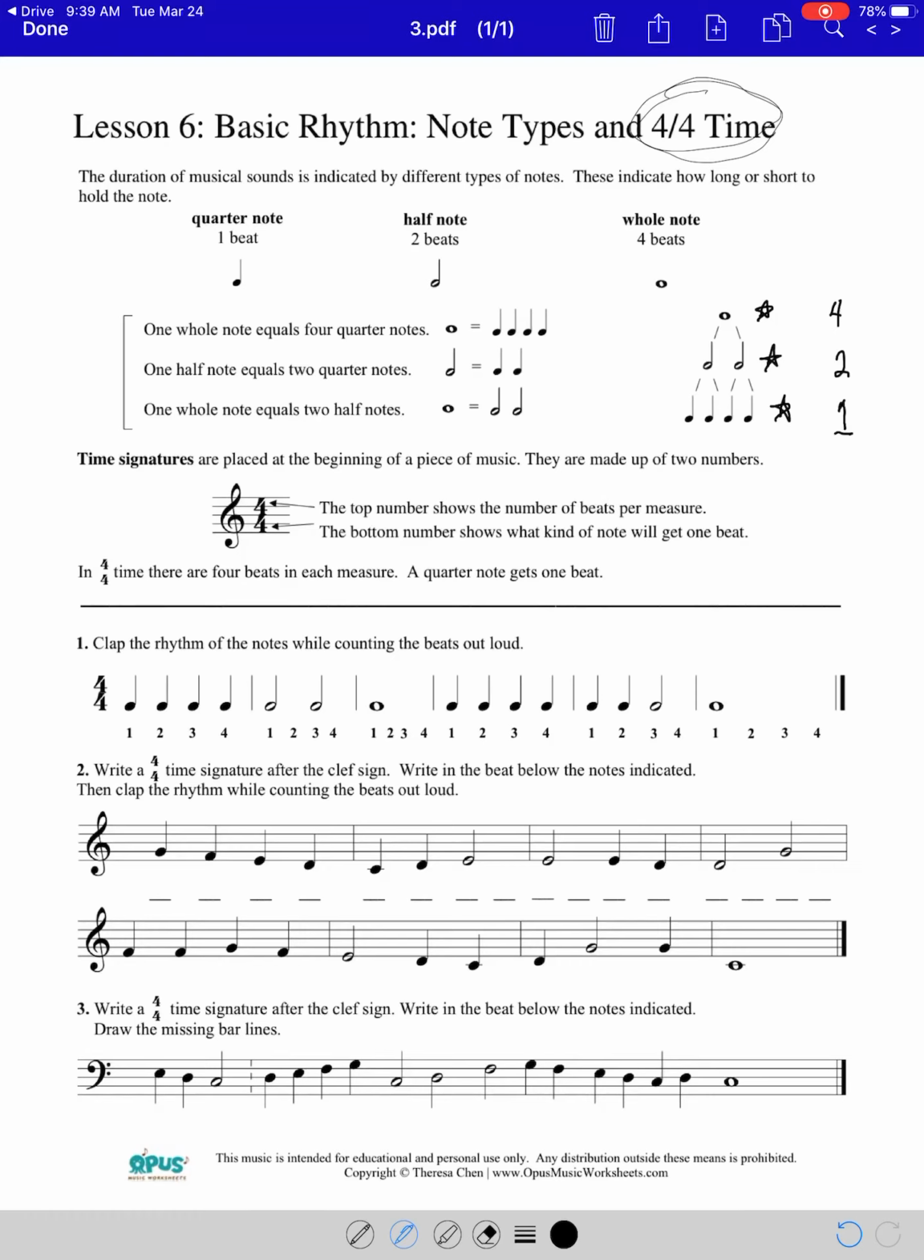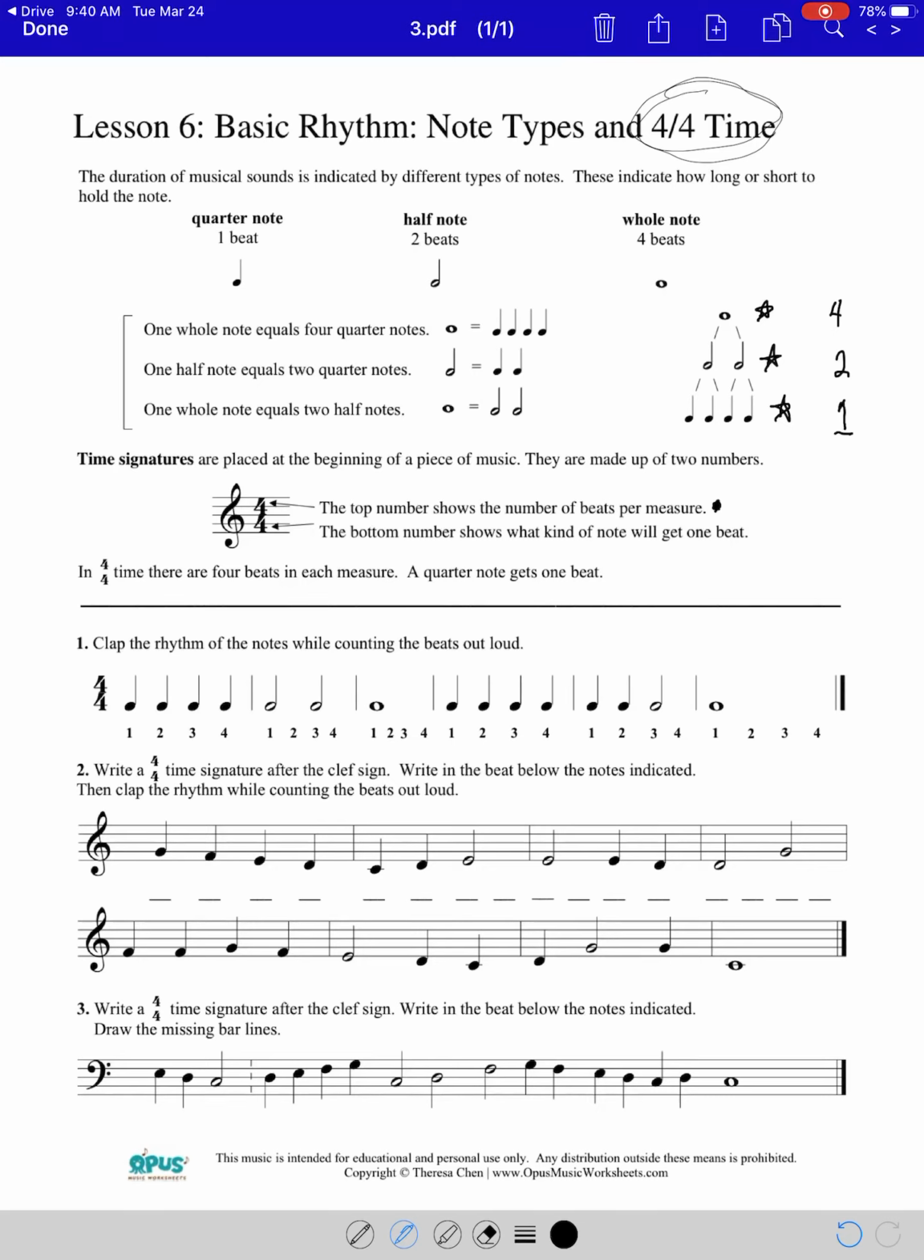The other important thing that we need to know about these problems is we need to know how to read these. So this kind of fraction here that says 4/4, that tells us something really important about the music. Okay, the number on top, as it says in this line, shows the number of beats per measure. So how many beats are there? And the bottom number just shows us what kind of note gets the beat.